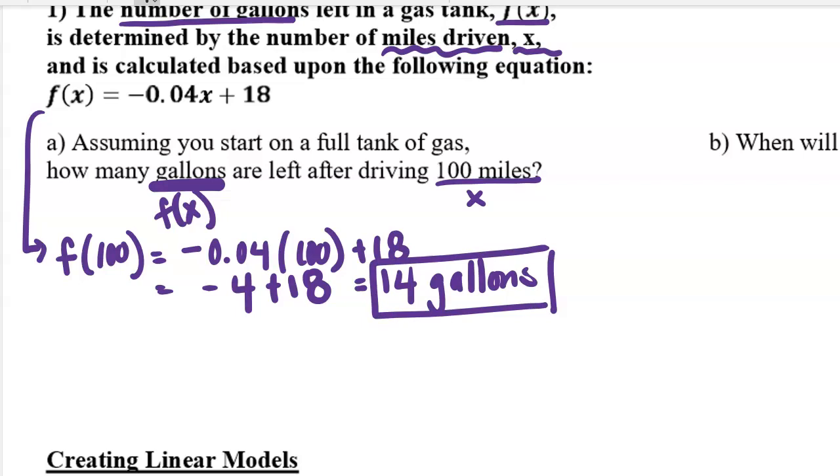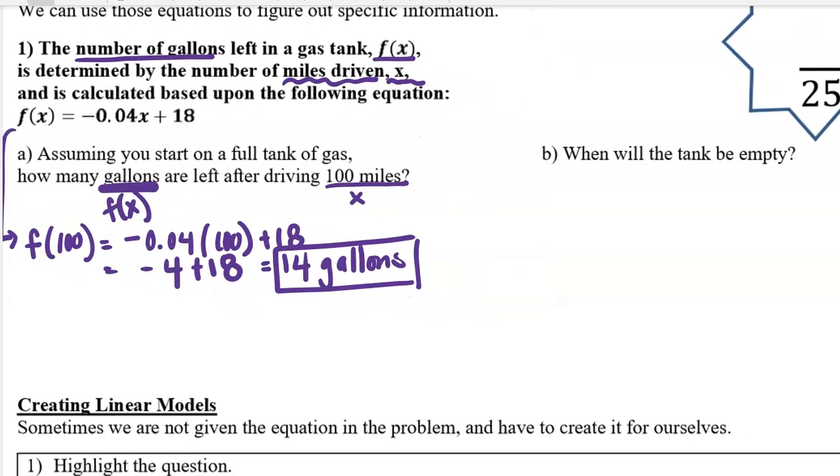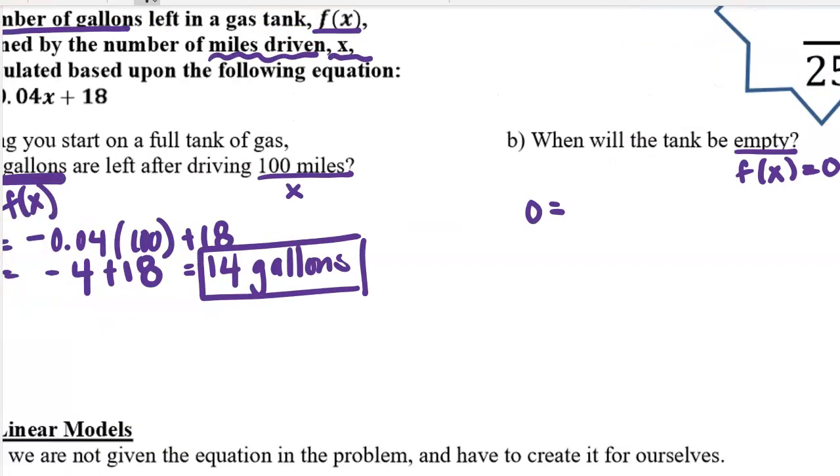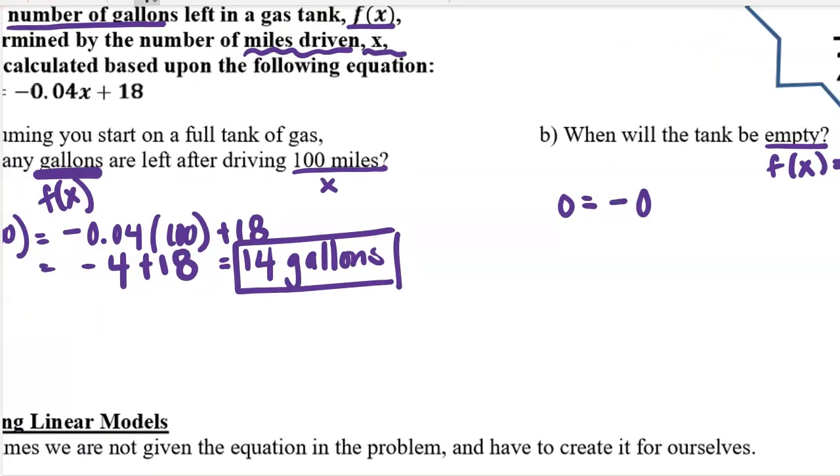Savannah's not here. Susie's not here. Daniel, can you help me read part B, please? When will the gas tank be empty? Ooh, what does that mean, guys, by empty? F of x is going to be 0. So we are trying to solve for what variable? X, yep. So 0 equals your original equation, negative 0.04x plus 18, and you solve for this normally.